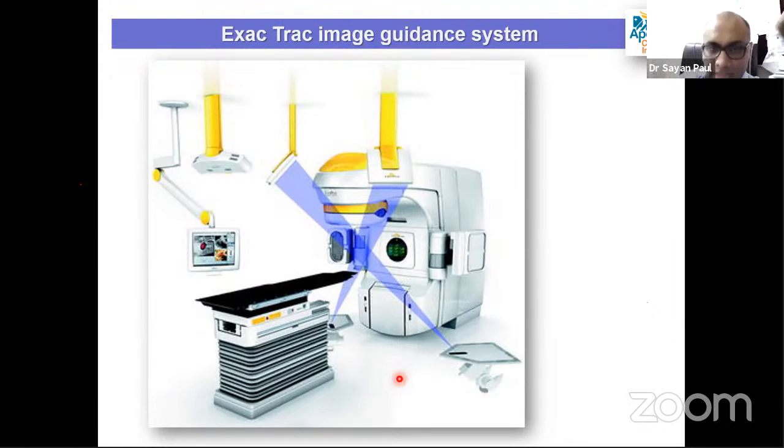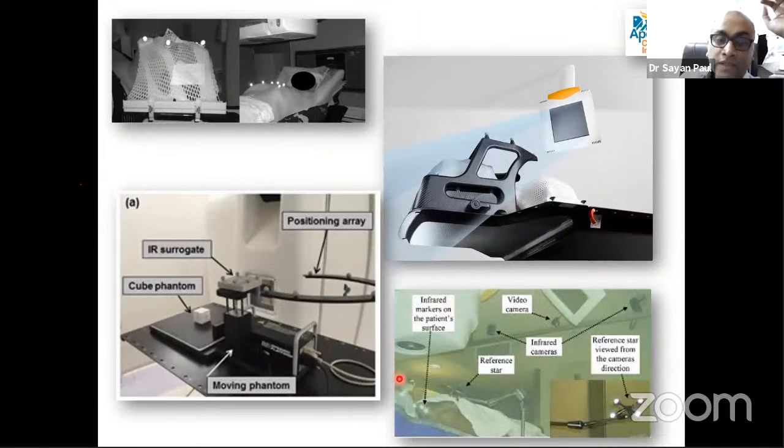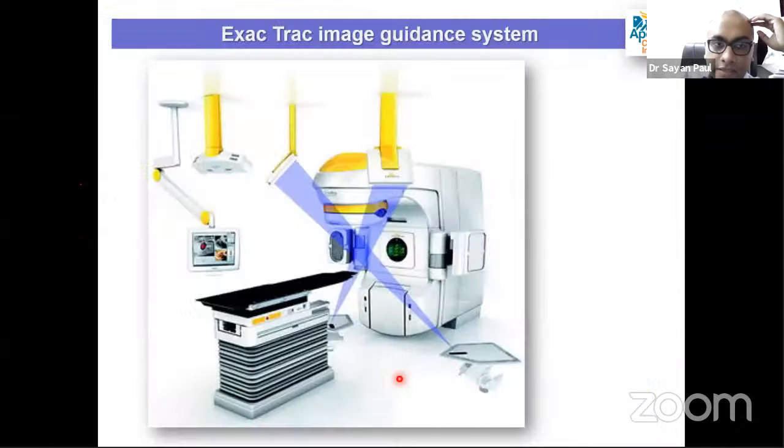And the oblique image is matched with a digitally reconstructed oblique image which the system generates. And it gives you all 6 directions of movement, the translational errors and rotational errors. So ExacTrac image guidance is not only an image guidance system, it is also a positioning system. So how does it help in positioning?